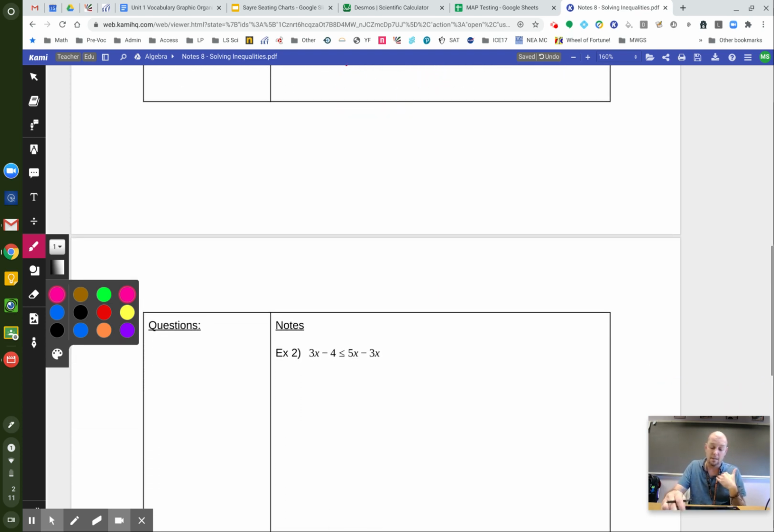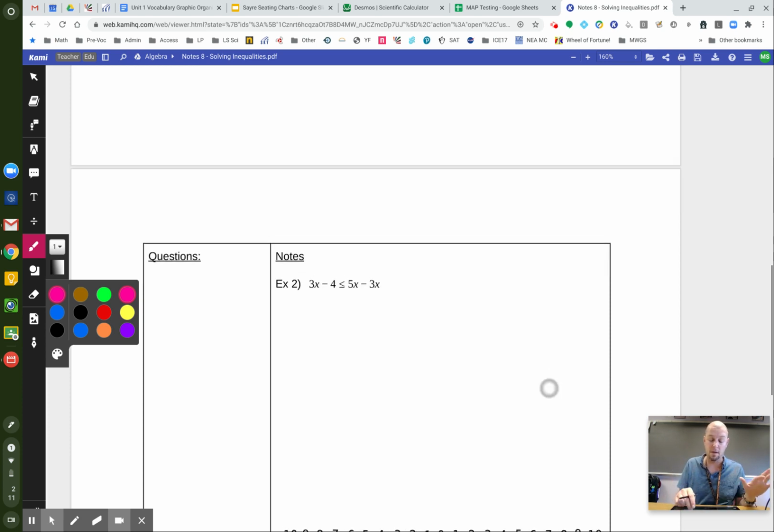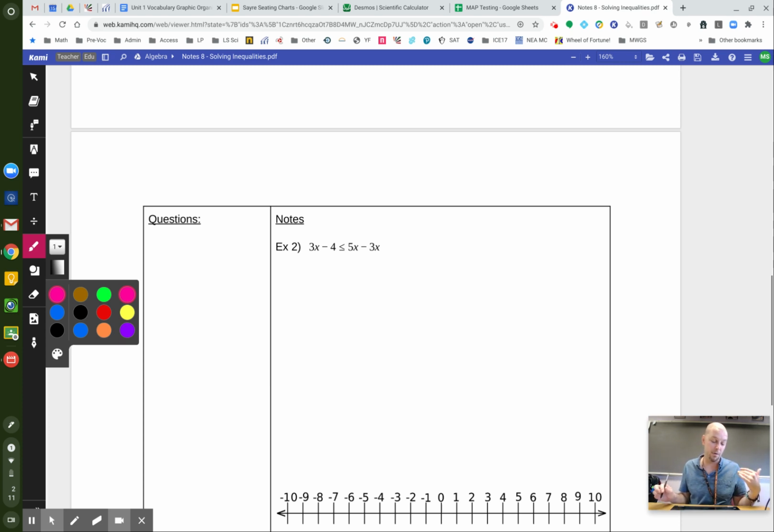So here's the next example. This one is where we get a little tricky, but we're going to make it work. This is where we talk about that special case, but I'll show you what the special case is in a minute and how we do that.